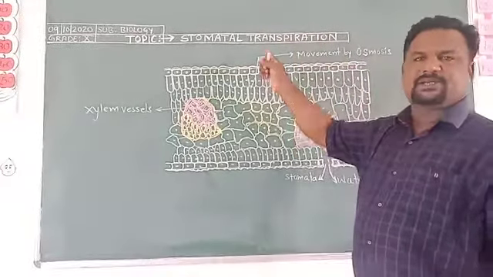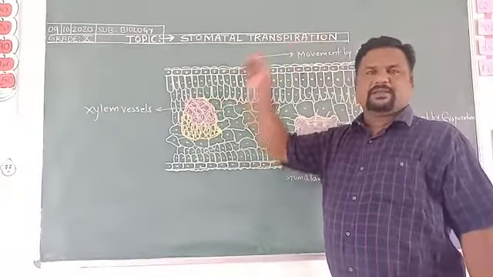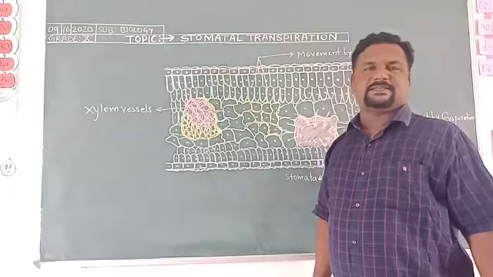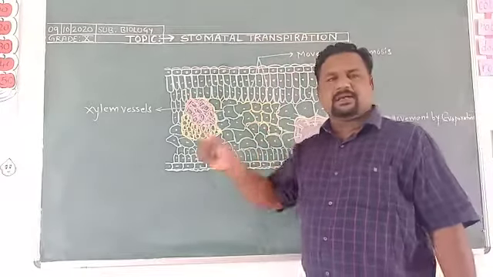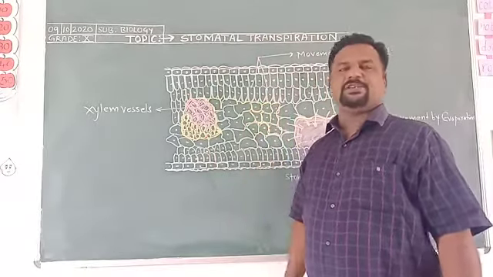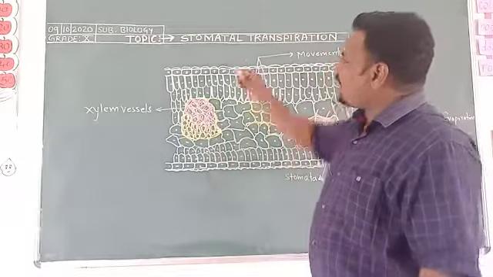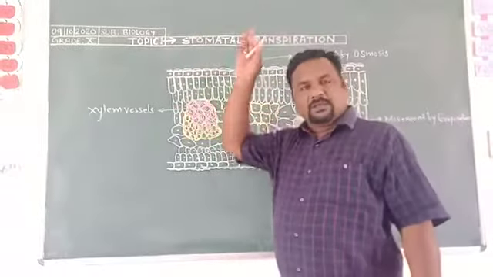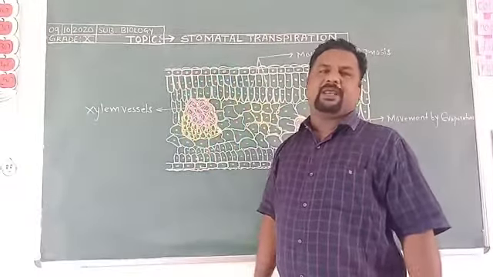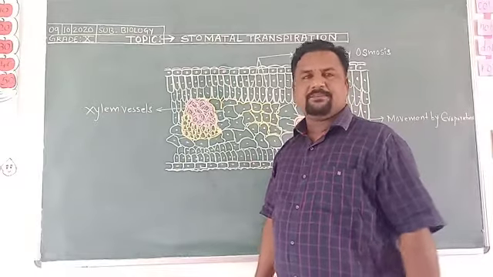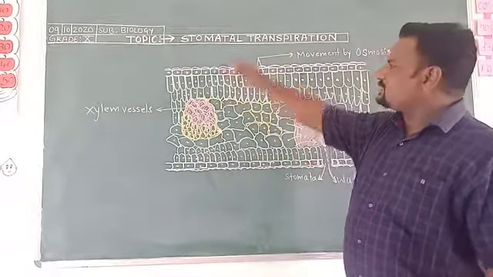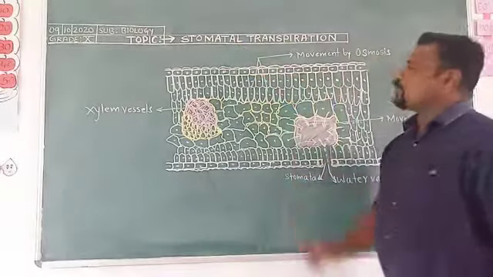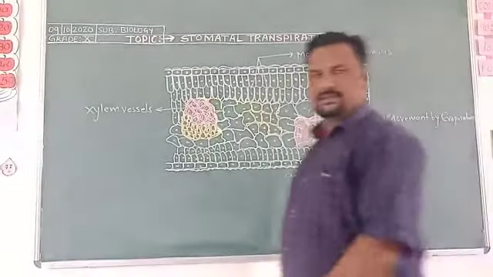If the transpiration is taking place by cuticle, then it is termed cuticular transpiration. If the transpiration is taking place by lenticels, then it is termed lenticular transpiration. We will discuss the other two modes, cuticular and lenticular transpiration, later. Before that, the number one transpiration, that is stomatal transpiration, we will discuss now.